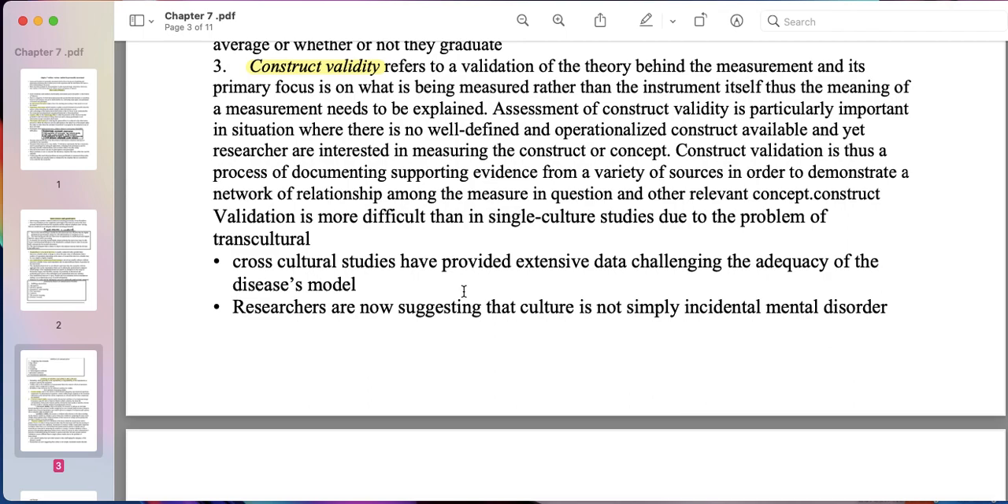Construct validation is a process of documenting supporting evidence from a variety of sources in order to demonstrate a network or relationship among the measures in question and other relevant concepts. Construct validation is more difficult than in a single-culture study due to the problem of transcultural comparison.